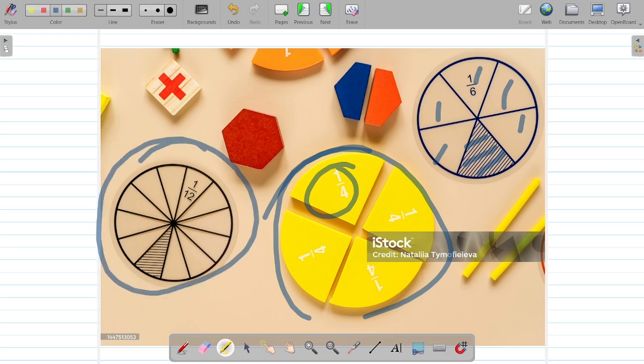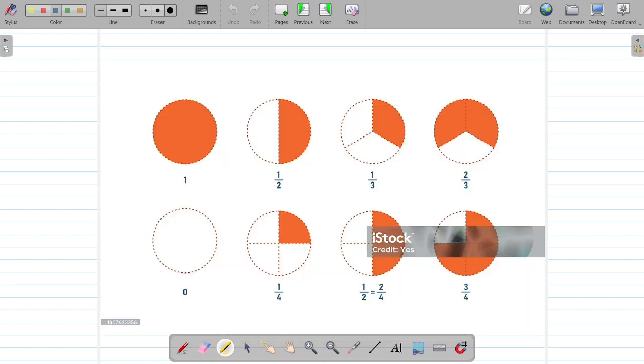And here we have 1 over 12. To say 1 over 12 means 1 out of 12 parts. As you can see here, the circle has been divided into 12 parts. So, another example to make sure we understand what a fraction is.